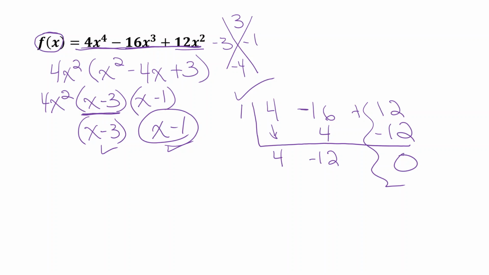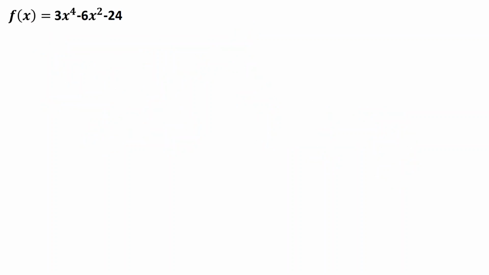All right, let's try one more. Okay, so in this function, we're asked again to solve, and so the best way to solve is by factoring. The first thing I want to do is let's go ahead and factor out a 3, because 3 can divide into each of those terms evenly with a remainder of 0. So we're going to take that out, and that leaves us with x to the 4th minus 2x squared minus 8.